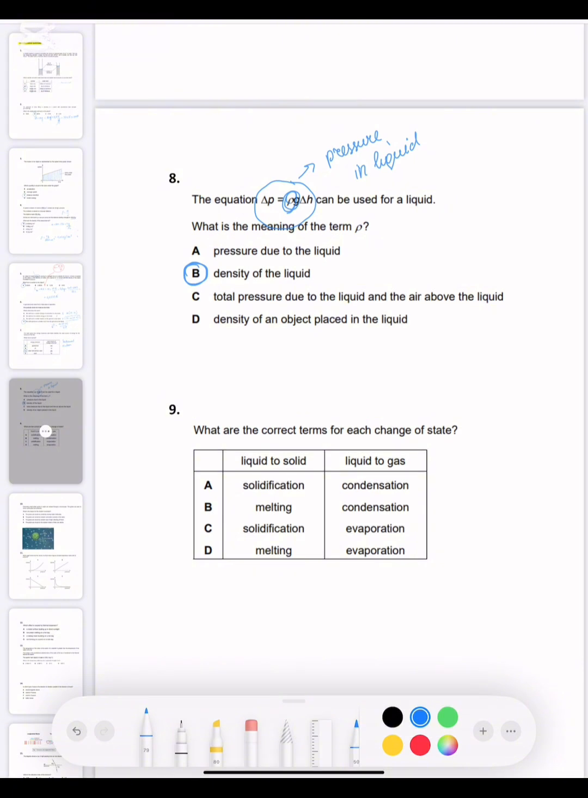Question number 9. What are the correct terms for each change of state? When water, a liquid, is cooled below its freezing point, it changes into ice, a solid. So liquid to solid is solidification. Answer either A or C. But when the water is heated to its boiling point, it changes from a liquid to gas. An example of a liquid to gas transition is evaporation or boiling. Evaporation. So 9 is C.